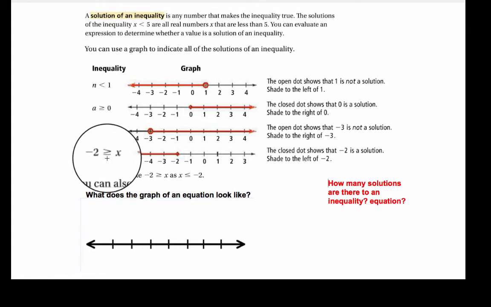-2 greater than or equal to x. Same thing as saying x is less than or equal to -2. So since it's equal to, we'll put a closed dot. Less than is everything to the left.